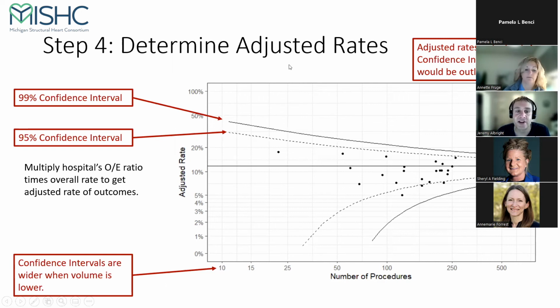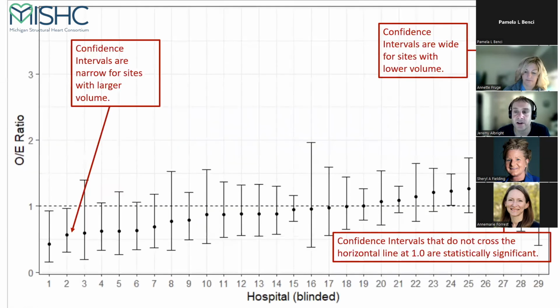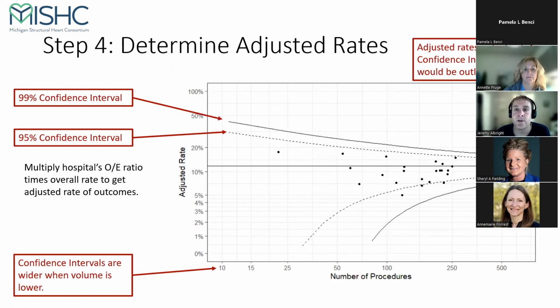Now, this is actually different than the prior slide because this prior slide was the OE ratio, but for this slide, we've actually taken that OE ratio and we've done that last step and we've converted it into the risk-adjusted readmission rate. And that's what's on the y-axis. Again, I think this is the least intuitive graph, but if you do encounter it, all you really have to do is find your site and make sure that you're inside those confidence intervals.